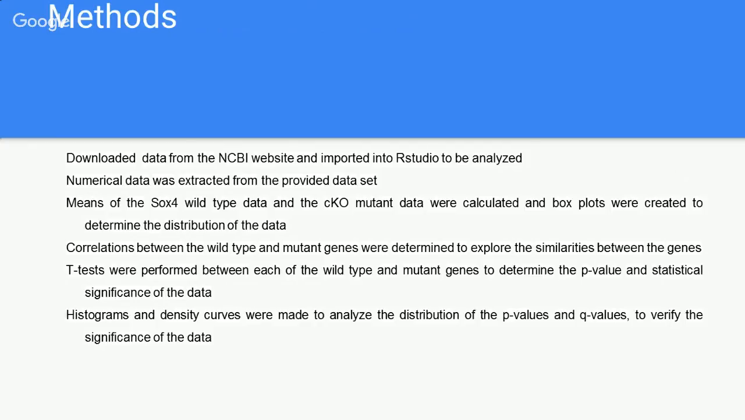Then we used the correlation function between the wild-type and mutant genes to determine and explore similarities between the genes. Then t-tests were performed for each of the wild-type and mutant genes to determine the p-value and statistical significance of the data. And lastly, histograms and density curves were created to analyze the distribution of the p-values and q-values to ultimately verify the significance of the data.